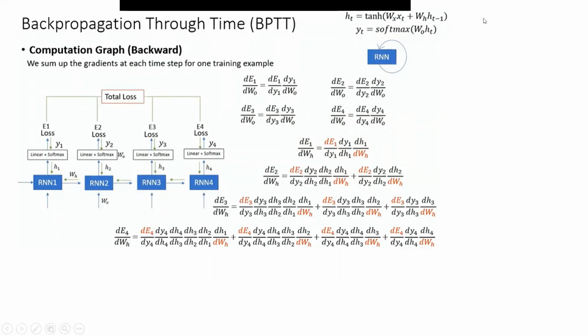If you see this formula, HT is a tanh function of WX times XT, that is the input we receive, plus the hidden weight WH times ST minus 1. So this is H1, H2, and H3, right? So we have two weights over here, WX and WH. And then the softmax function, that is the output layer. In this output layer we have a weight WO, right? And this weight would be shared across all the neural networks, correct?